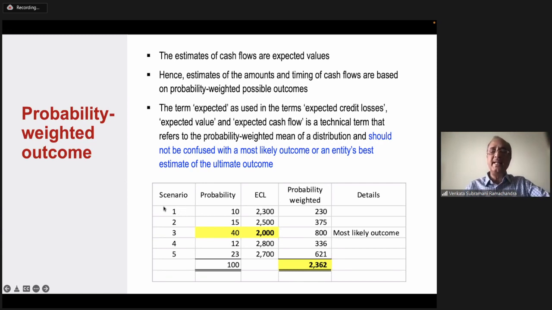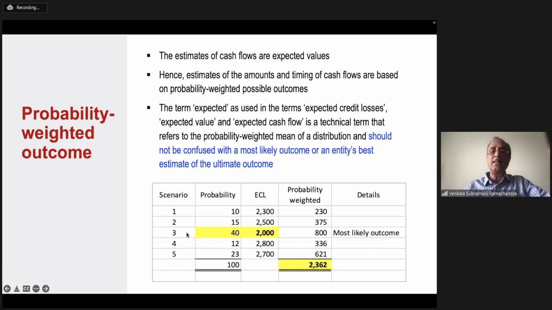Now, three scenarios minimum. You can have more scenarios, the more the merrier. So here I'm assuming that there are 5 scenarios, and you assign probabilities, and you also find out the ECL for each scenario. Find out the probability weighted ECL. So here in this case, 2362 will be your answer, which is your probability weighted expected credit loss. But then one particular scenario in this case has a probability of 40%, and the ECL is 2,000 rupees. So this is the most likely outcome.